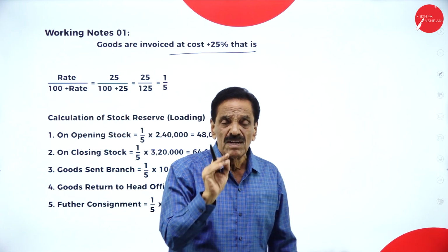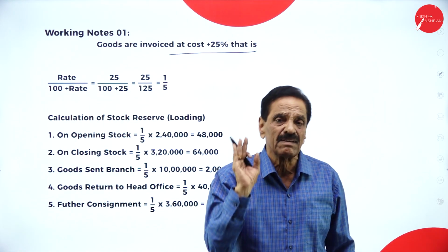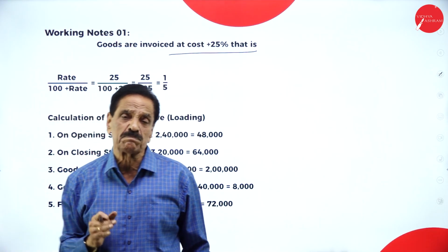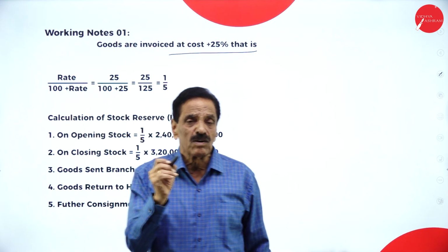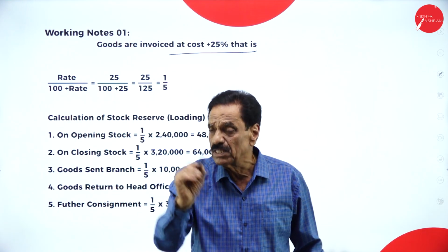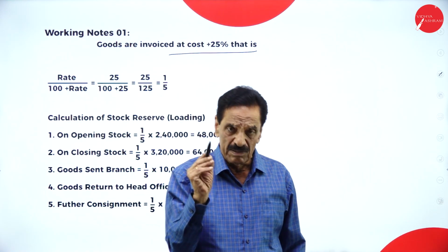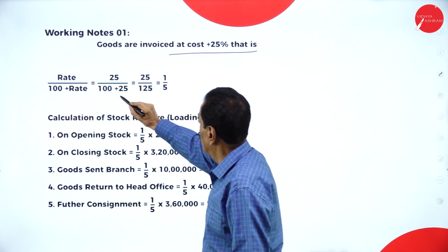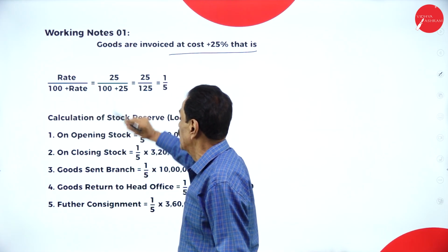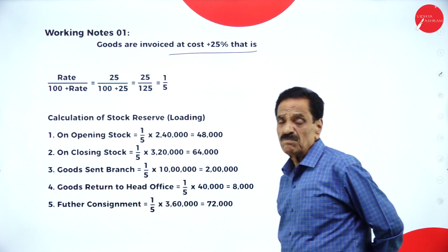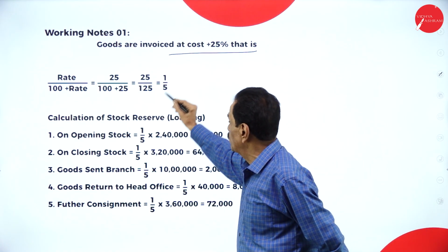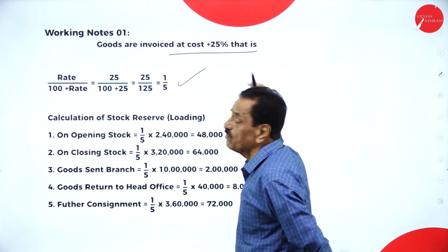I will repeat. If the cost is 100, profit is 25, and 125 is the invoice price or selling price. For 125 invoice price, profit is 25. Therefore, 25 by 125, the same rate. Rate over 100 plus rate: what is your percentage? 25. 100 plus 25 is 125. 25 by 125 is nothing but 1 over 5.